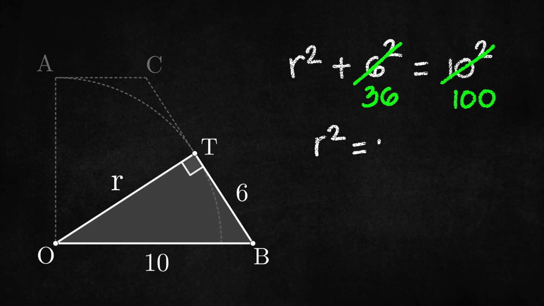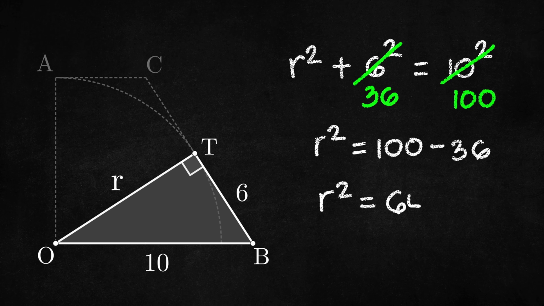We get r squared equals 100 minus 36. 100 minus 36 is 64. Take the square root of both sides, and the root of 64 is 8. The radius of the quarter circle is 8 units long.